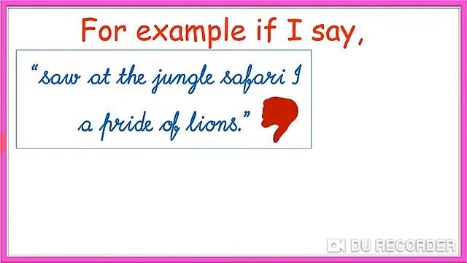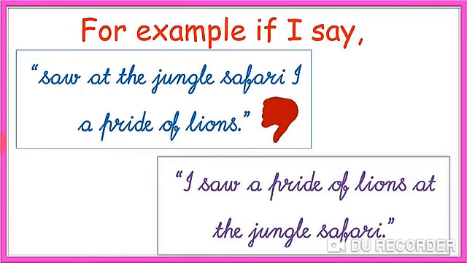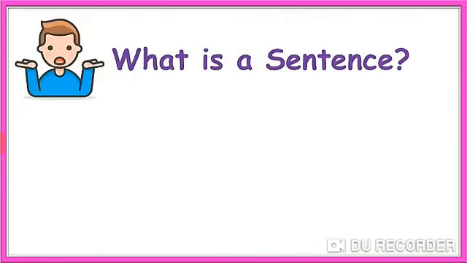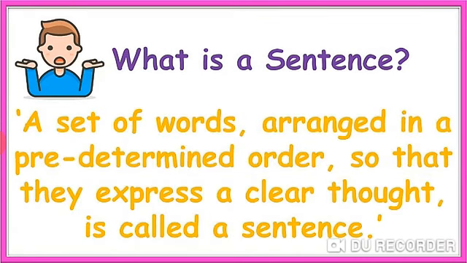Now, let's rearrange these words and see how it sounds. I saw a pride of lions at the jungle safari. Now, these group of words make complete sense, so we will call them a sentence. Based on what we have learned, let's define a sentence. So, what is a sentence? A set of words arranged in a predetermined order so that they express a clear thought is called a sentence.